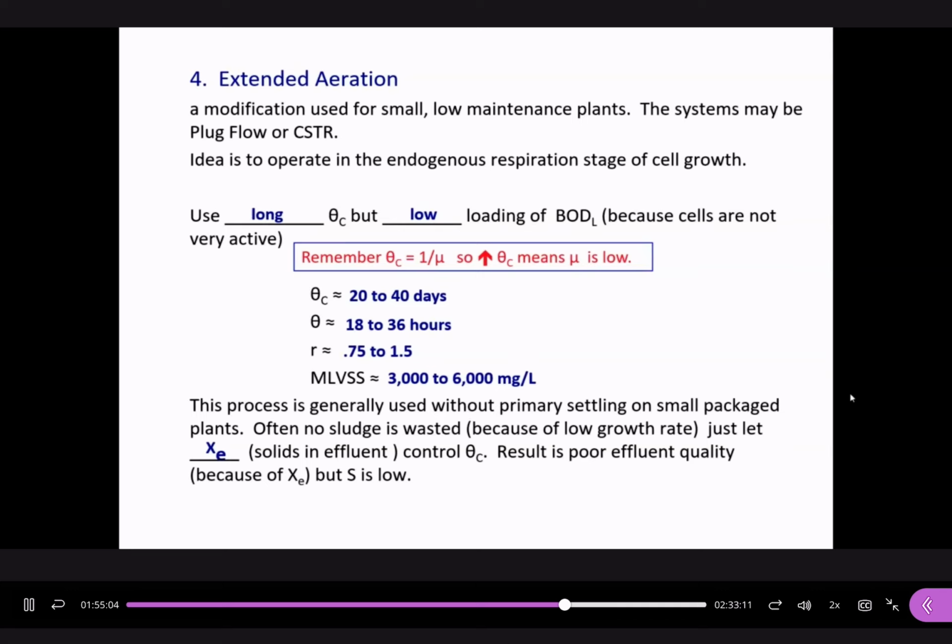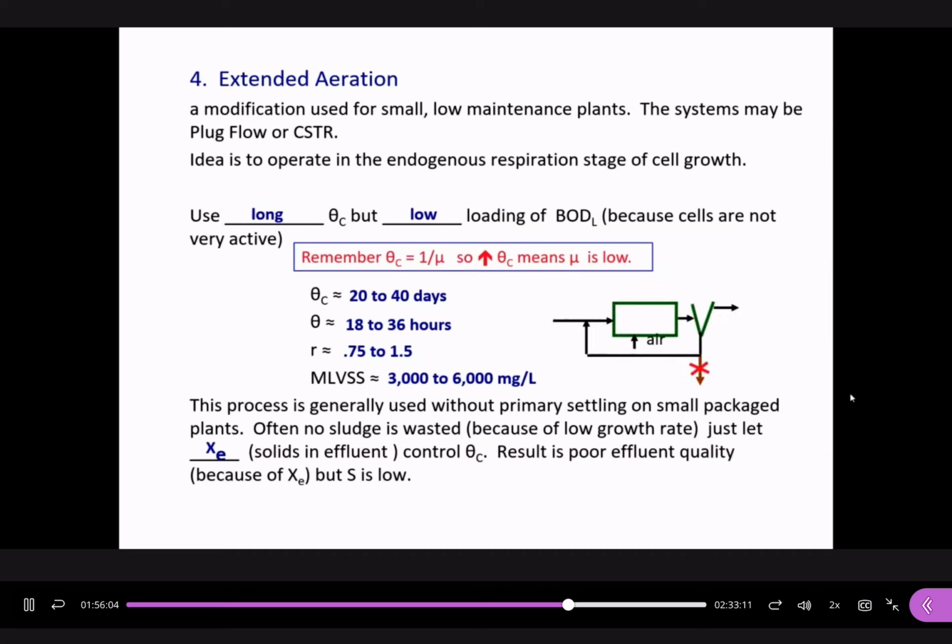What is theta C again? Theta C is 1 over mu, right? If you have very large theta C, you have very small mu. What is mu? What is the definition? Net specific growth rate, so that is growth of cells. You have very long theta C, you have slow growth. So cells grow slowly in the extended aeration tank. Therefore, we cannot waste because the concentration is already very low. You do not have space to waste.